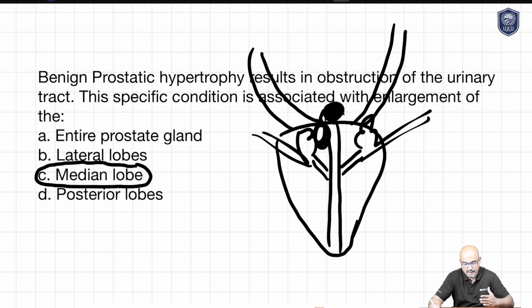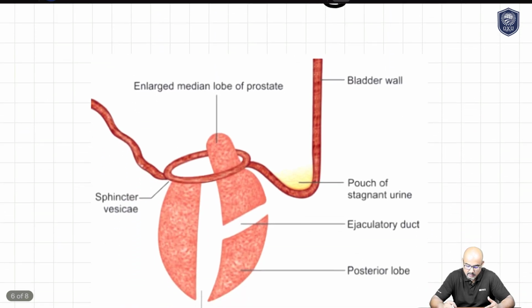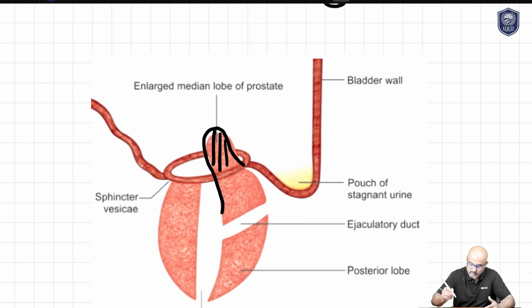That's why any lobe can enlarge in BPH, but if the median lobe is enlarged, it can cause more obstruction. You can see in this picture as well, this median lobe is enlarged. It went inside the bladder, causing bladder neck obstruction. That's why median lobe obstruction is more common.